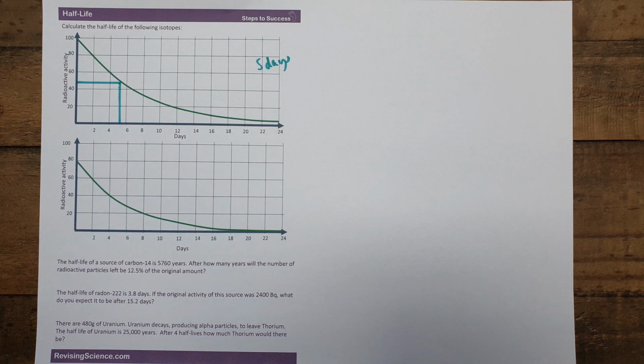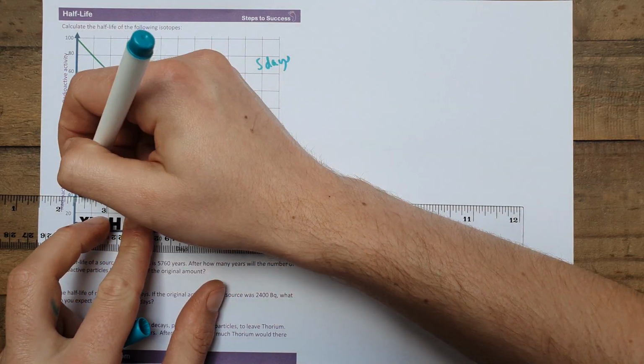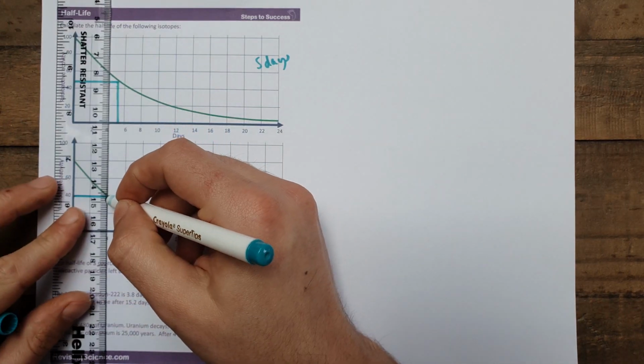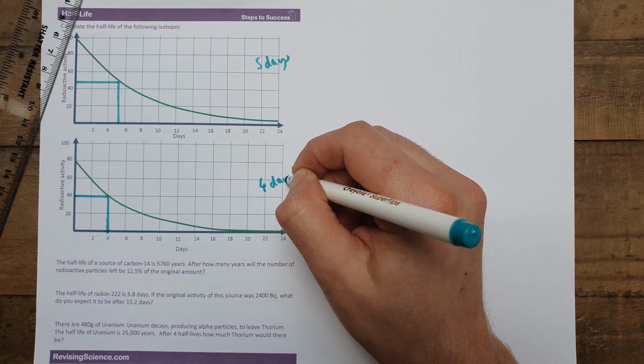We take our next one. The radioactivity starts at 80, so the half-life will be at 40. We draw again our line horizontally across and vertically down, and we can see that it meets at 4. So the half-life for this one will be 4 days.